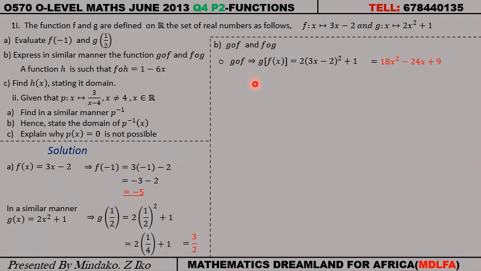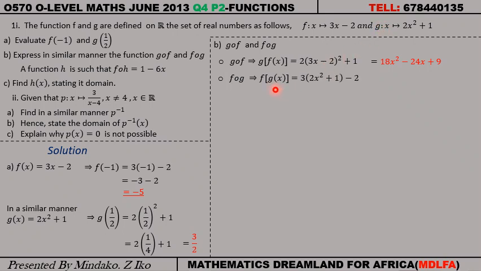Okay, let's go to the case f of g. We can write f of g again as f of g of x, right? So the order here was g of f, and this other order here now is f of g. It means that in this case I'm going to substitute the function g in f. So where I find x in f, I'm going to put the function g there.